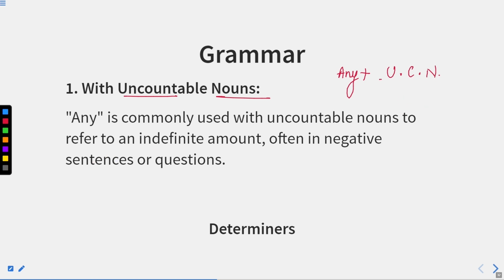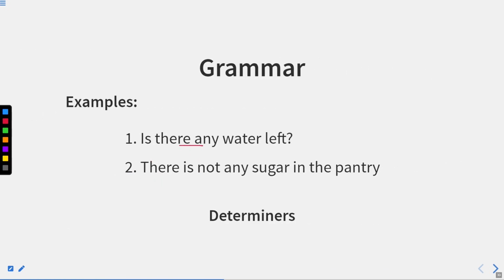Now we know well that an uncountable noun is always considered singular because it cannot be counted, it cannot have plural forms. Any is commonly used with uncountable nouns to refer to an indefinite amount, often in negative sentences or questions. How? Is there any water left? It means might be there is no water at all. So, we are just asking, is there any water left? Or any amount of water?